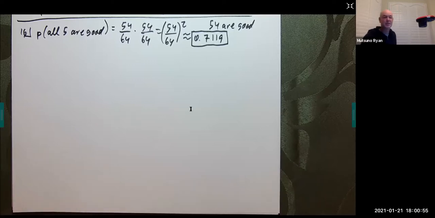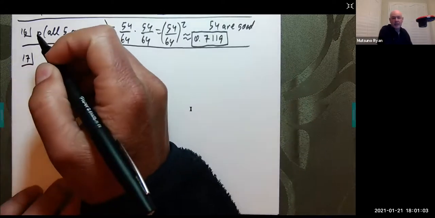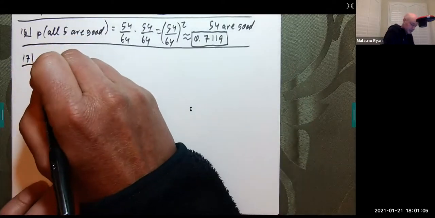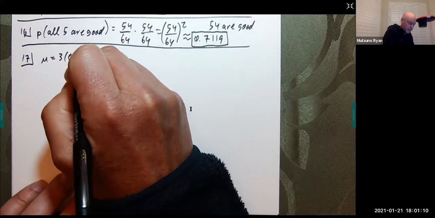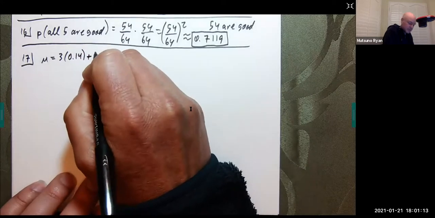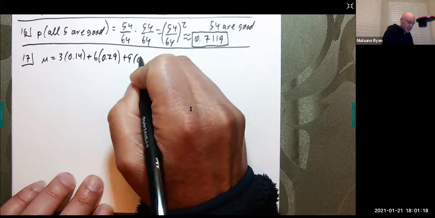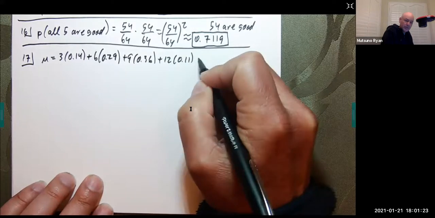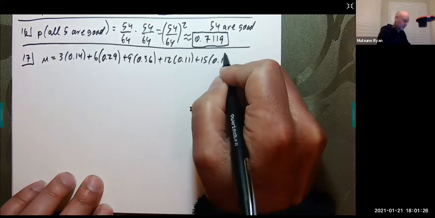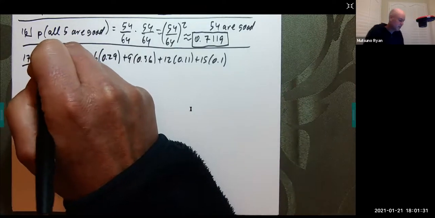So for number 17, we're looking for the mean of a probability distribution. And the mean is going to be 3 times 0.14 plus 6 times 0.29 plus 9 times 0.36 plus 12 times 0.11 plus 15 times 0.1. And this is probably the X bar. All right.